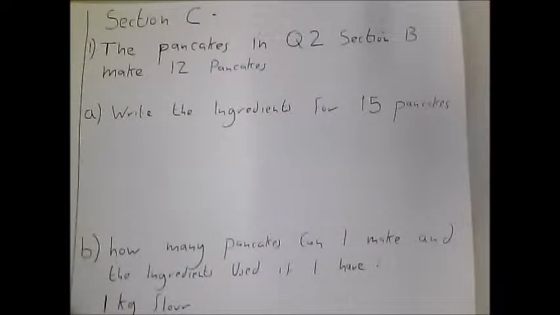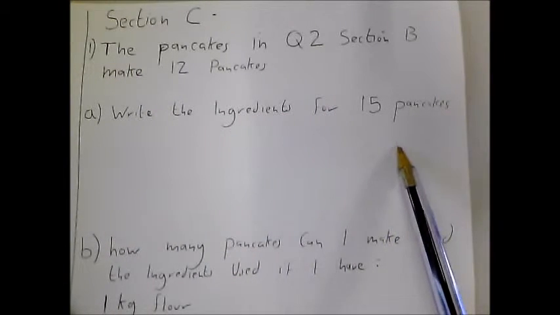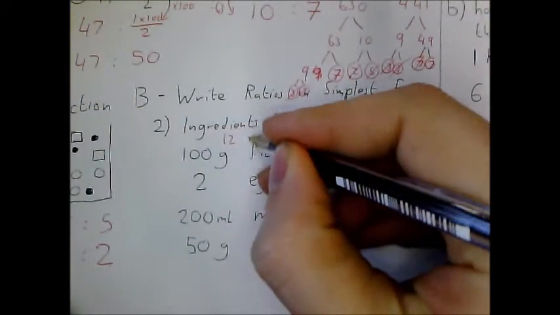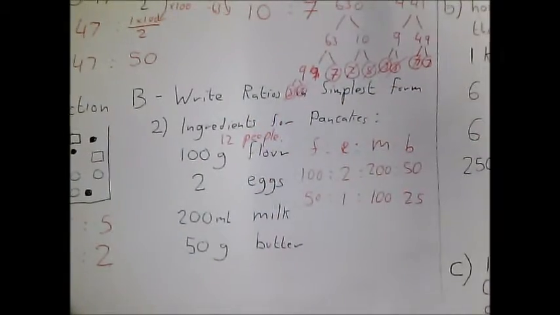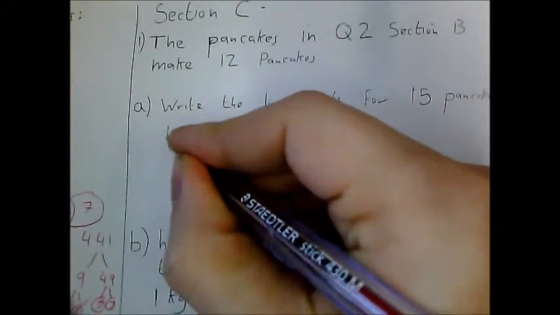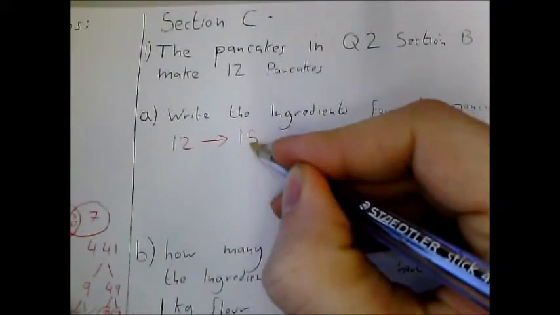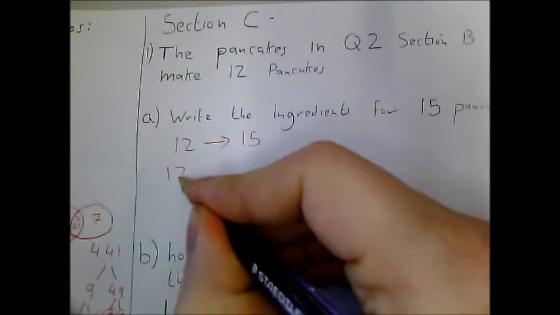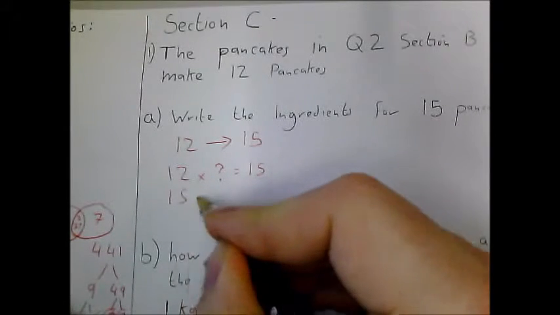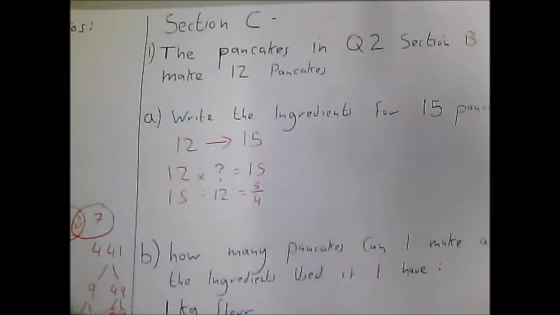Okay, now the pancakes in question 2, section B, make 12 pancakes. Write the ingredients for 15 pancakes. Okay, so these ingredients here make for 12 people. So, to go from 12 people, I'm wanting to multiply by something to get to 15. So I can say that 12 multiplied by some number we don't know equals 15. So 15 divided by 12 will give us that number we multiply by, which is 5/4.